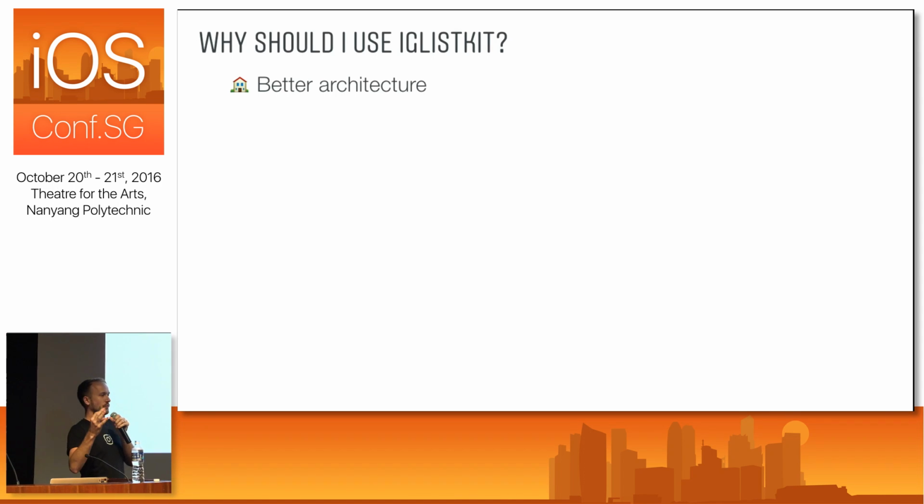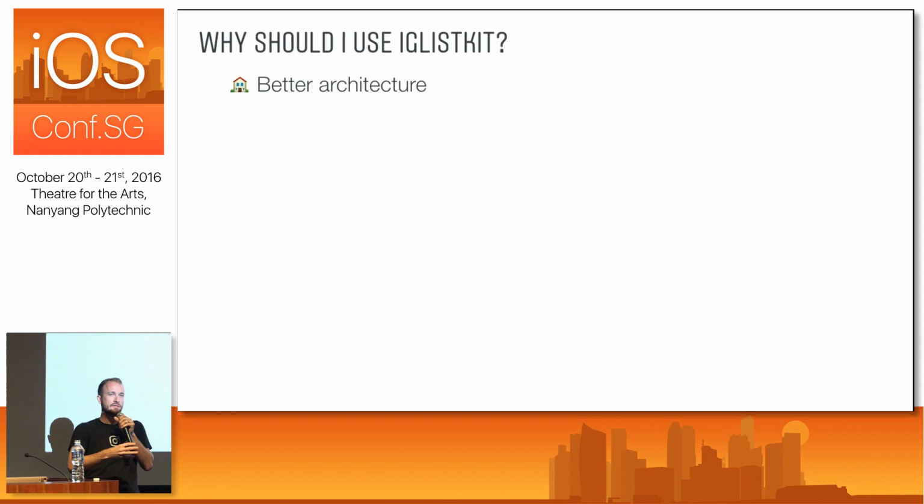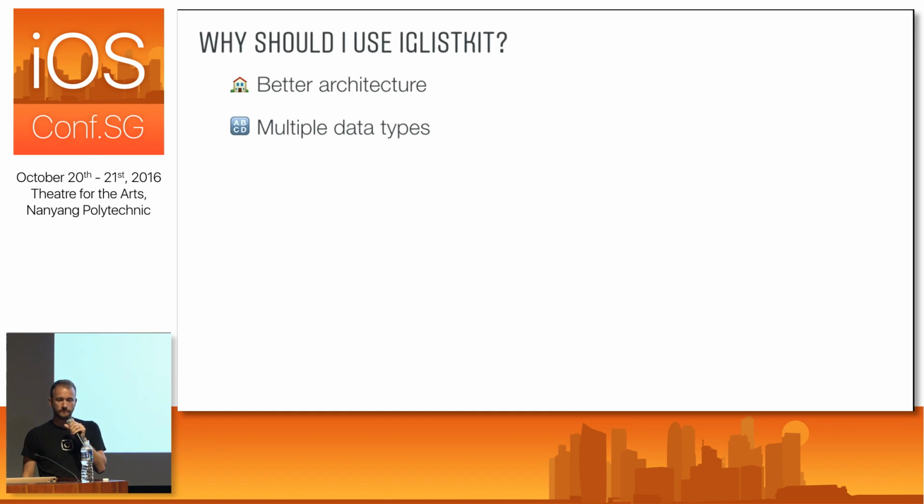Remember that flowchart where we have this unidirectional data flow. IGListKit requires you to break all of your logic into different components where you have your models, your section controllers, and your cells. And data flows from the top and goes all the way through. So it really forces you to have a much better, cleaner architecture and slim down your view controllers.